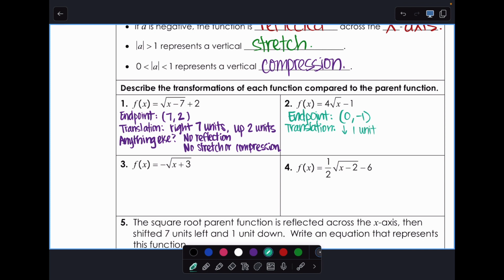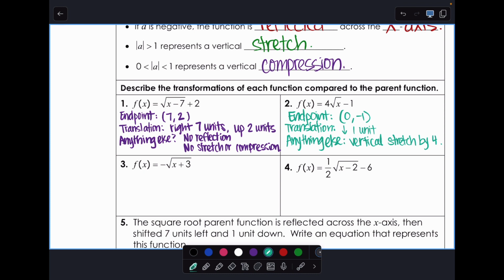Just like how Gio asked me if we could do that. That's what you're asking, right? As long as you point to the right direction, I'm okay with it. And anything else? There's a stretch. Vertical stretch or vertical compression? Vertical stretch. By how much? By 4.